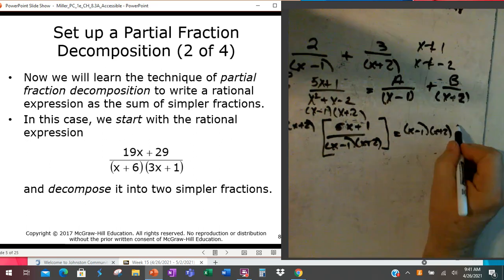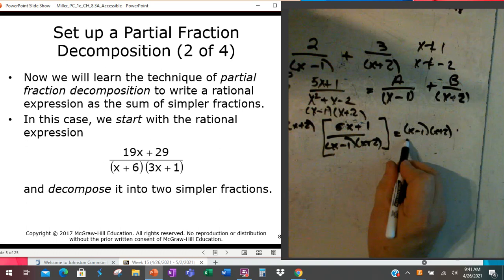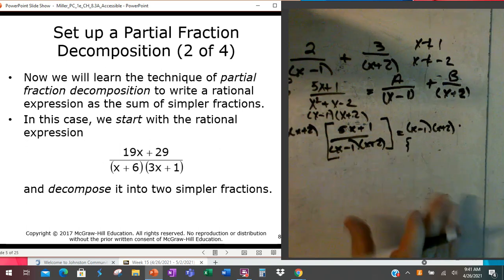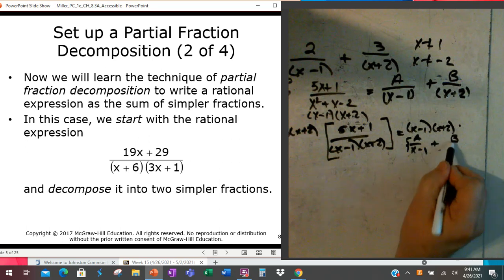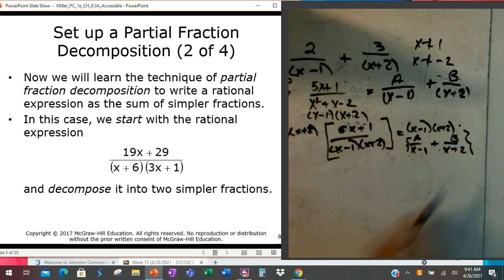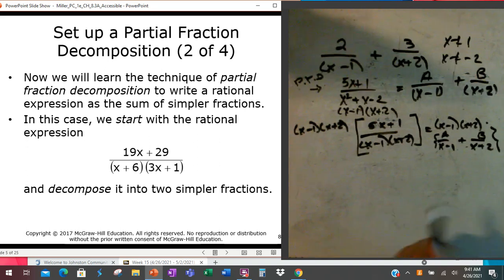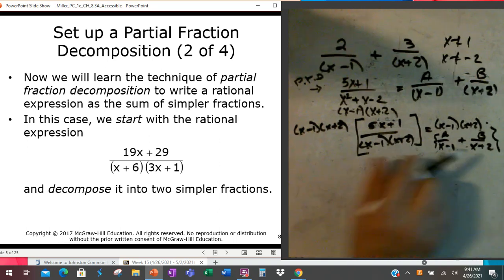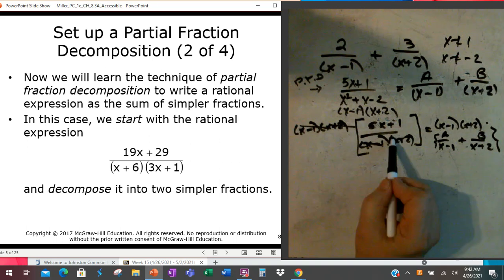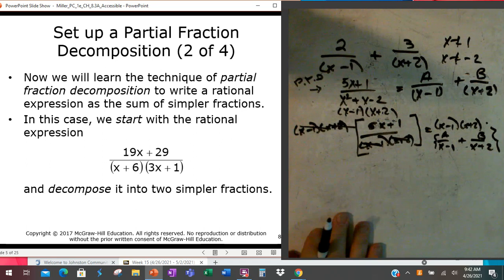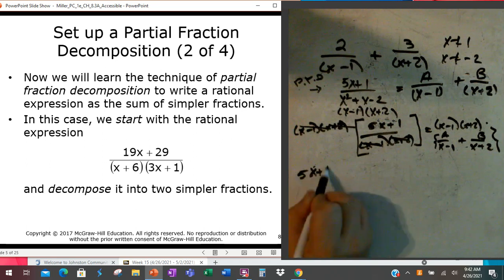And now this is times, I'm going to write this right down here, A over x minus 1 plus B over x plus 2. Okay. Now on this side, what we're doing is clearing fractions, so that goes out just like that on that side. So over here, I'm just left with a 5x plus 1.